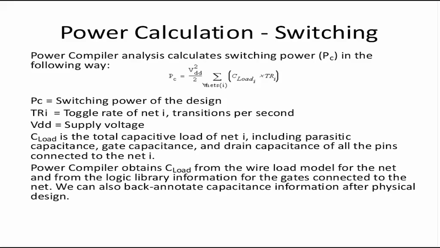So remember, P is equal to V_DD squared by 2, summation of, so V_DD is constant, summation of P load into the toggle rate. So each net load into how many times it toggles, we add them together, multiply by V_DD squared by 2. This is how we get the switching power, right?